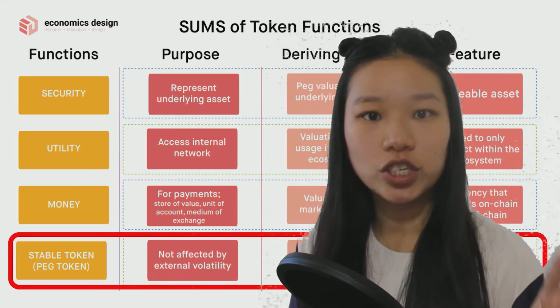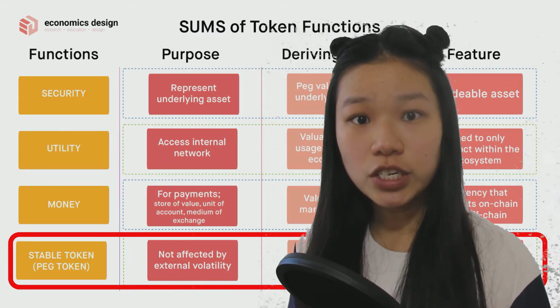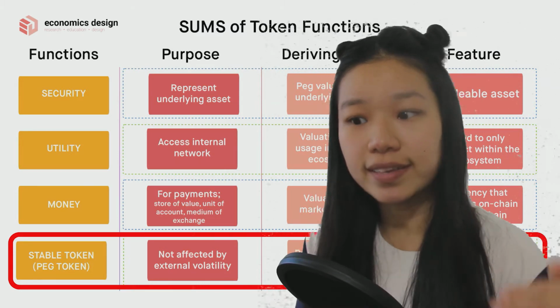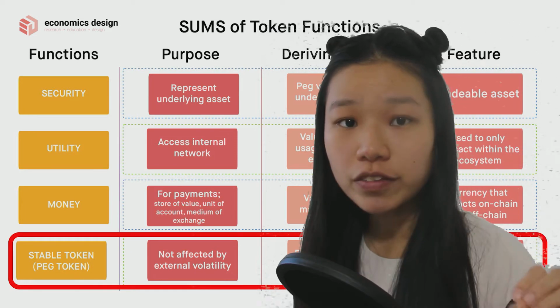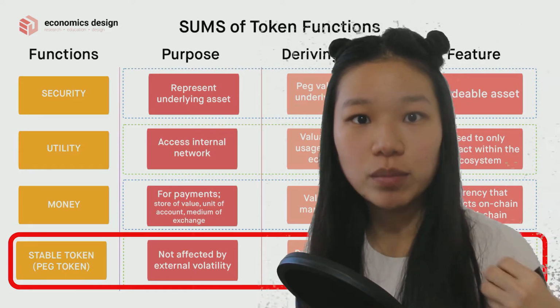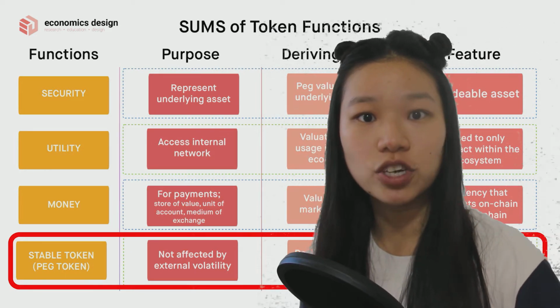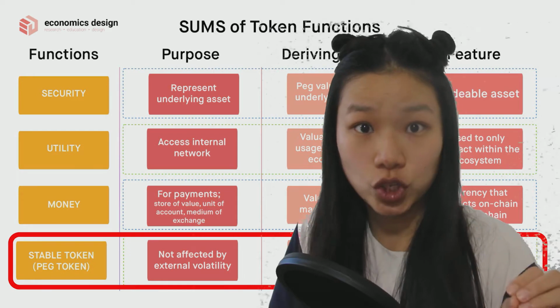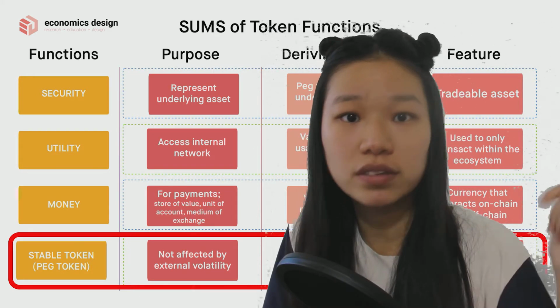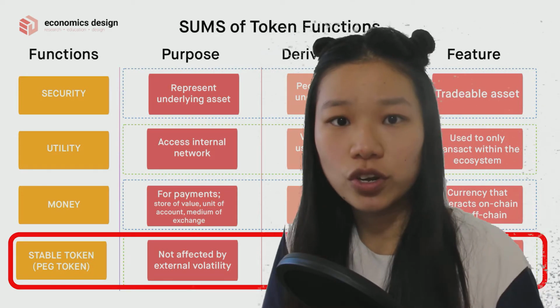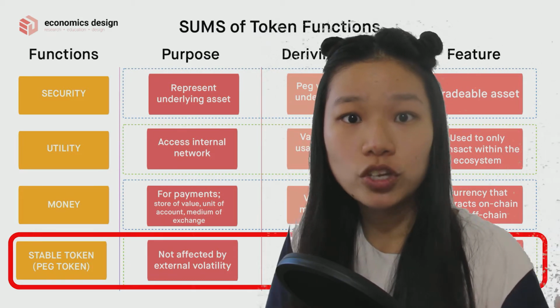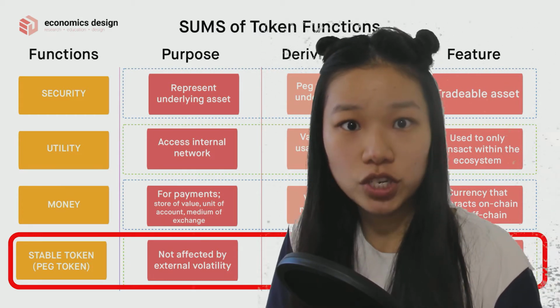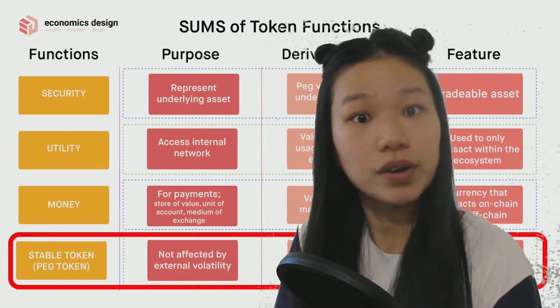The second function is utility. For a utility token, the main function is to access the internal network. There are a lot of different types of utility tokens, and the value mainly comes from the internal usage of the system. The function is that it's only going to be transacted within the ecosystem. There are different types of utility tokens, like transaction tokens and governance tokens. Transaction tokens would be like Ethereum gas, where its utility is to allow for transactions on the Ethereum network.